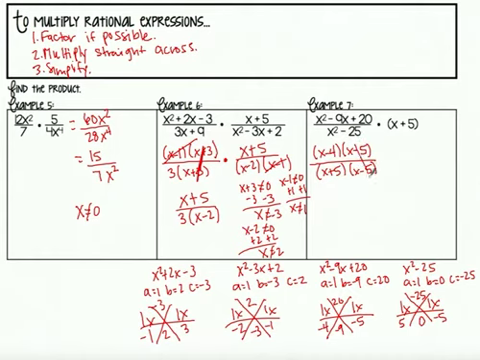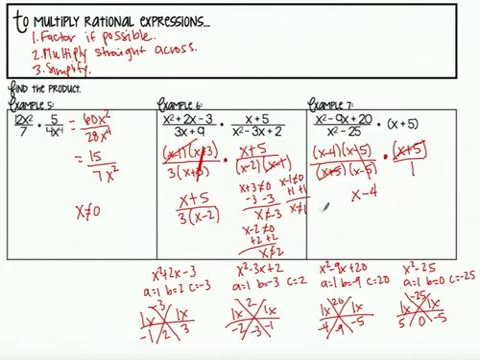My x minus 5s will cancel because they're on the top and the bottom. And I'm multiplying by x plus 5. That x plus 5 is over 1. But I notice that I've got x plus 5 on the top and x plus 5 on the bottom here, so those will also cancel out, which will give me a final answer of x minus 4.